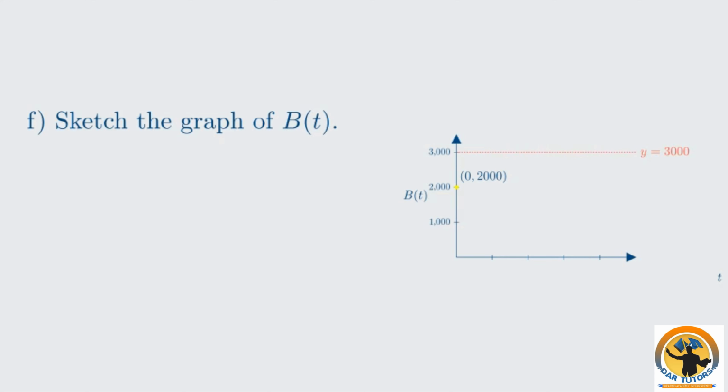We determine that the population is always increasing, so the curve must always be rising. We also know the rate of increase is highest at the beginning and slows down as it approaches the asymptote. Putting this together, the graph starts at 2,000, rises steeply at first, and then curves to approach the asymptote at 3,000, never quite reaching it. This S-shaped curve is the classic shape of a logistic growth model.